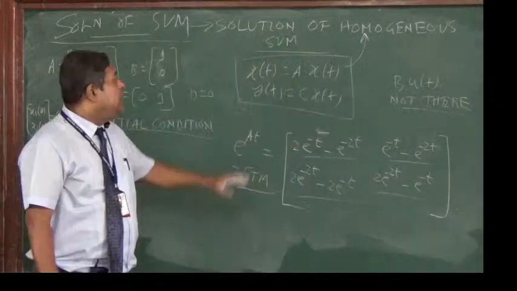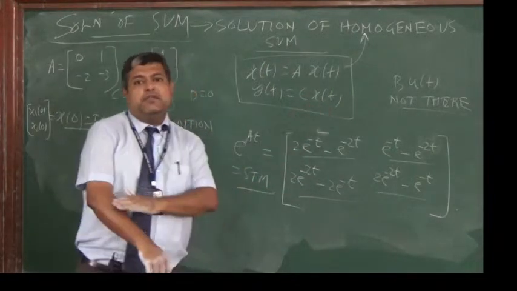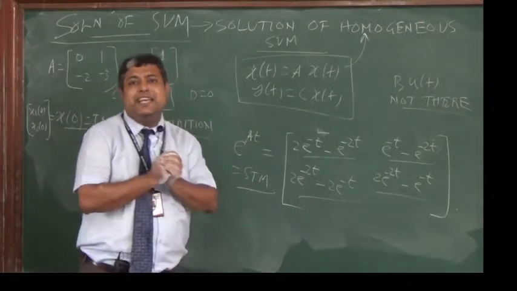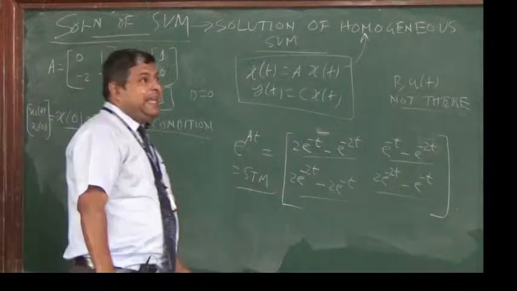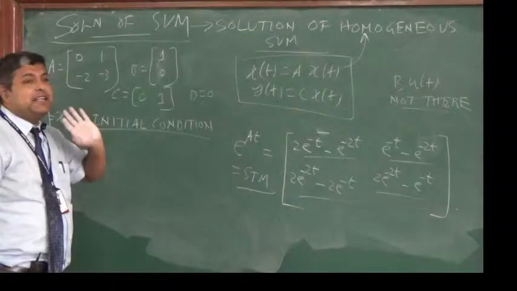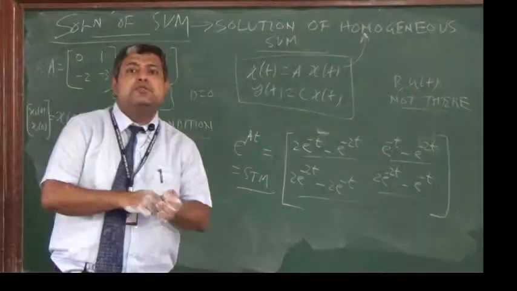y(t) is the output. Output is only one. That is equal to C of x(t). This x(t) is also q1(t), q2(t). So if this is the system, that is x dot t is equal to A x(t), where A, B, C matrices are given like this, find the solution of the system.